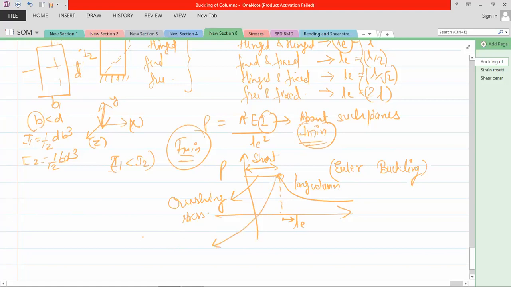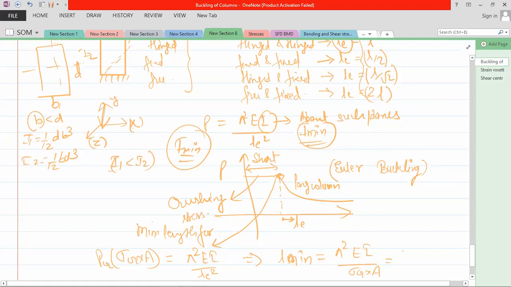So what is the minimum length for which buckling can occur? The minimum length for which buckling can occur is sigma critical into area. This is your P force for crushing stress, and that is equal to pi square EI upon LE square. From this we can obtain the minimum length. So I'm writing L minimum, that is pi square EI upon sigma crushing into area, and you can also write in terms of radius of gyration or whatever you want. So this is the minimum length for your long column case to be applied.